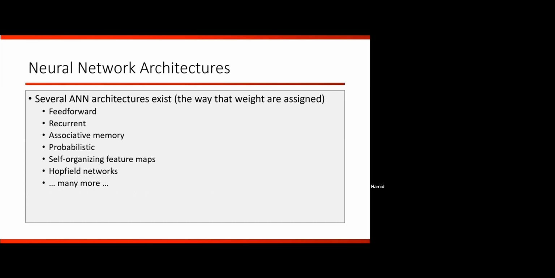So these are different general architectures: feed-forward, recurrent, associative memory, probabilistic, self-organizing feature maps, Hopfield network, and so on and so forth. Basically, these names just come from different applications or different search methods. But the overall structure is that you have some inputs, you have either one or multiple hidden layers, and you have one output layer.